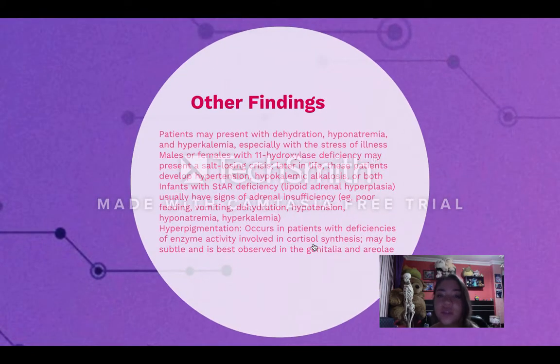In other findings, patients may present with dehydration, hypothermia, and hyperkalemia, especially with stress or illness. Males or females with 11-hydroxylase deficiency may present with a salt loss crisis. Later in life, these patients develop hypertension, hypokalemic alkalosis, or both. Patients with lipoid adrenal hyperplasia usually have signs of adrenal insufficiency, such as poor feeding, vomiting, dehydration, or hypotension. Hyperpigmentation occurs in patients with deficiency of enzyme activity involving cortisol synthesis.